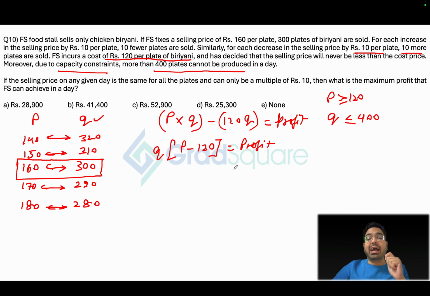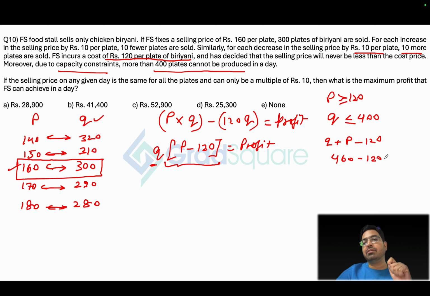Now, you want to maximize the value of profit. Understand that the product of two numbers is maximum when the numbers are as close as possible, provided the sum is a constant, right? So I am trying to maximize the product of Q multiplied by (P minus 120). Let me check if the sum of these two numbers is a constant or not. Q plus (P minus 120), is it a constant? P plus Q is always turning out to be 460. We have already discussed that, right? So 460 minus 120 turns out to be 340, which is a constant.